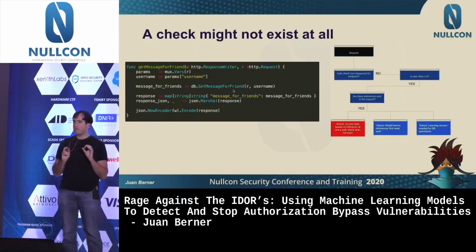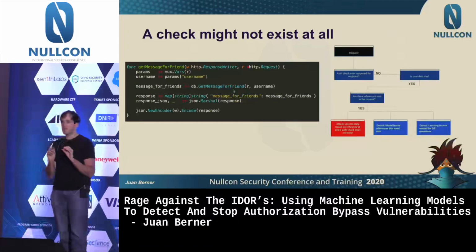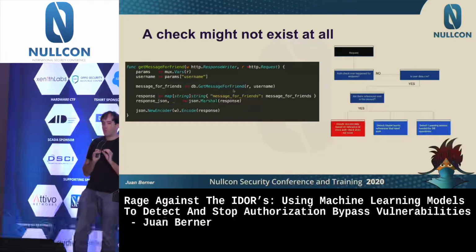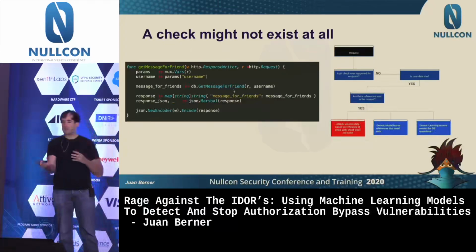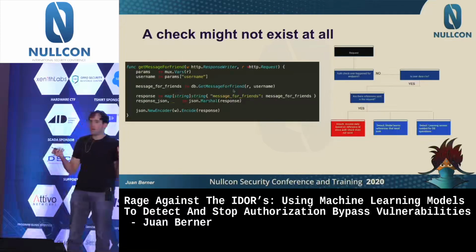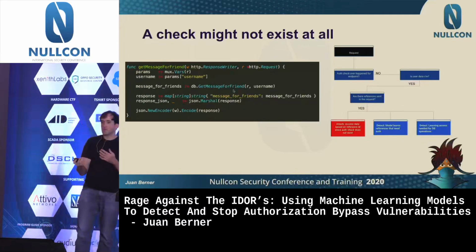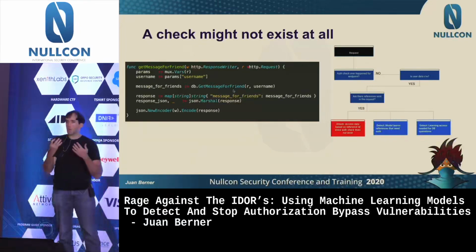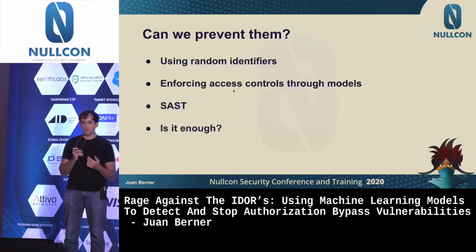And here comes a bit of the rage to IDORs, because it's very hard to detect them, and this is one of the particular cases for this, when there might not be a check at all. So somebody creates an endpoint that gives you back credit card information, or in this case, information that's only for friends, and they just forget to add a particular check for this. And in this situation, even doing code review, you will not realize if this is actually something that should have a check or not.